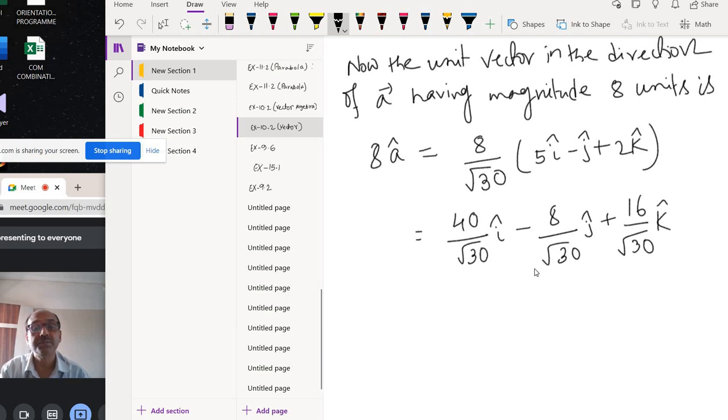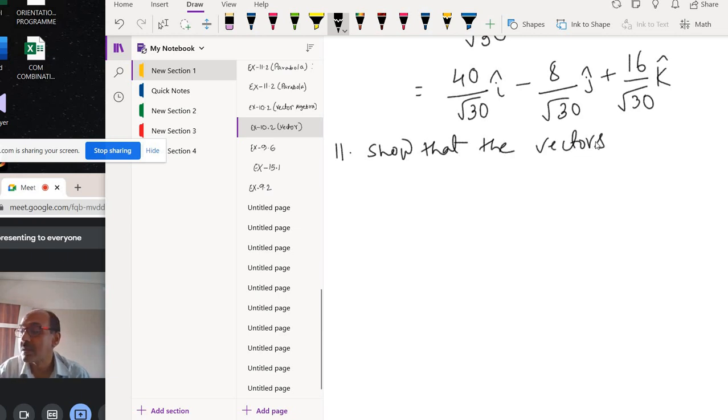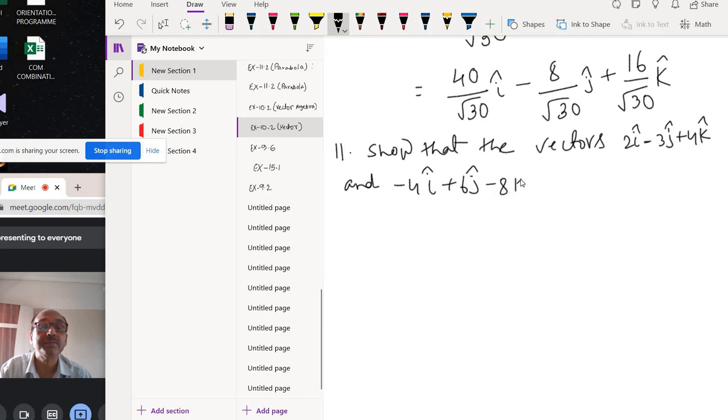Next, question number 11. Question number 11 is show that the vectors 2i minus 3j plus 4k and minus 4i plus 6j minus 8k are collinear.